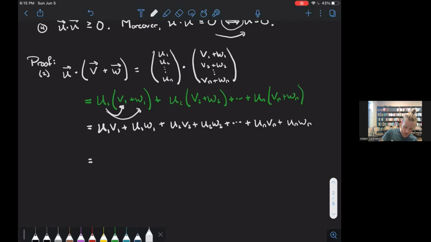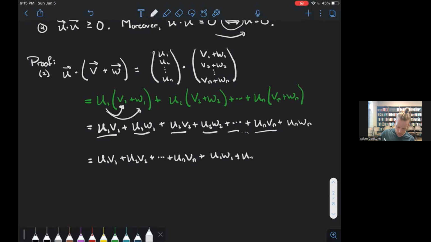So we'll write this as u1 v1 plus u2 v2, that's like this guy, then there's another one, all the way up to this last one, plus dot, dot, dot, up to un vn, plus u1 w1, that's the first term that has a w component in it, and then u2 w2 all the way up to un wn.